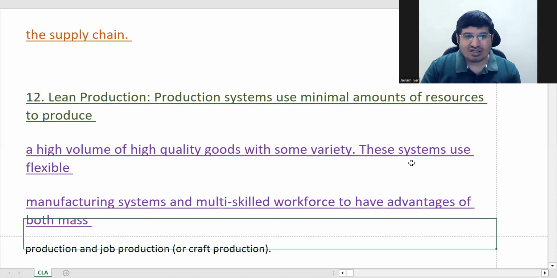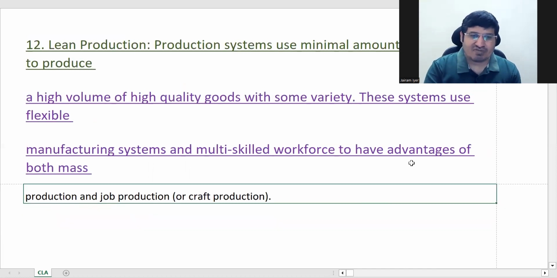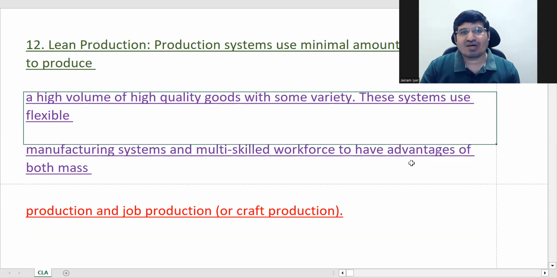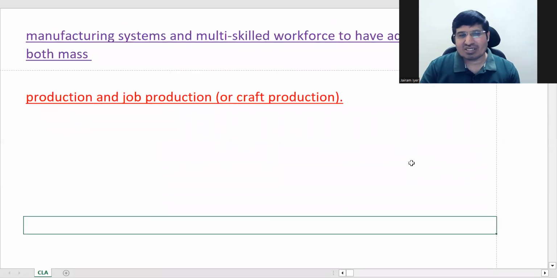So they have the advantages of mass production as well as job production, that is craft production. When mass production is required, they can do that. When job production is required, they can do that also. That is called lean production system.